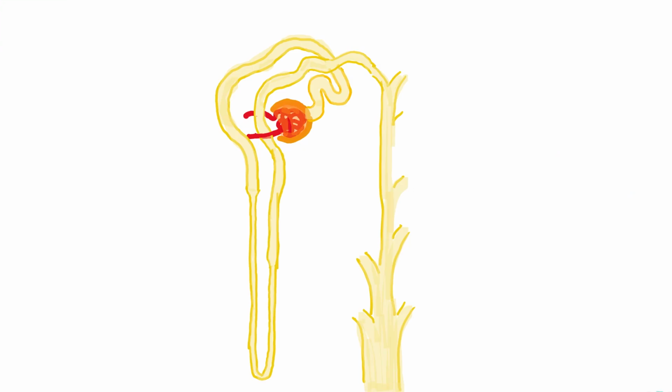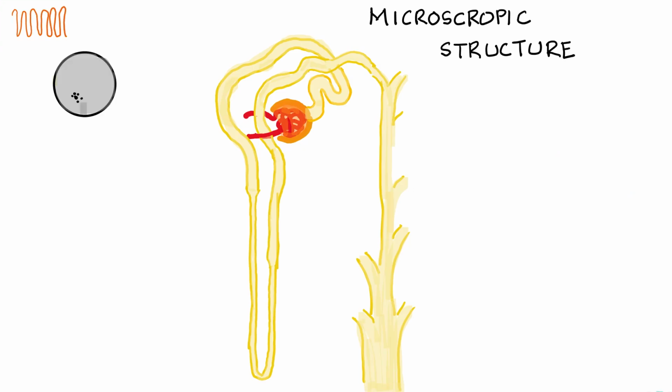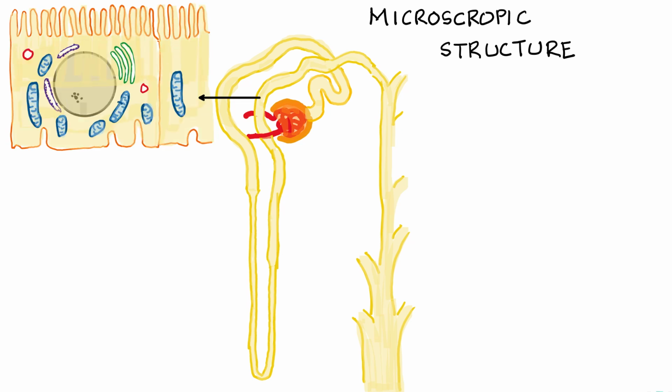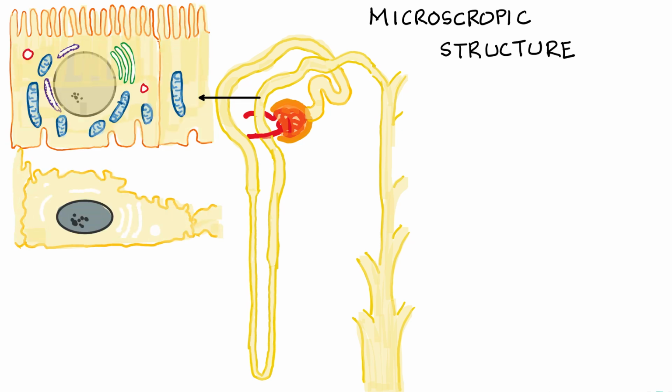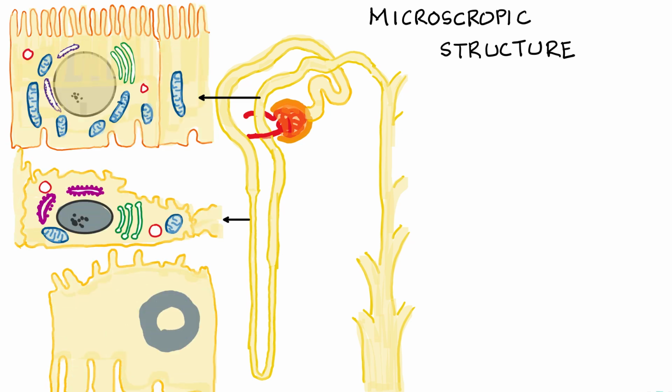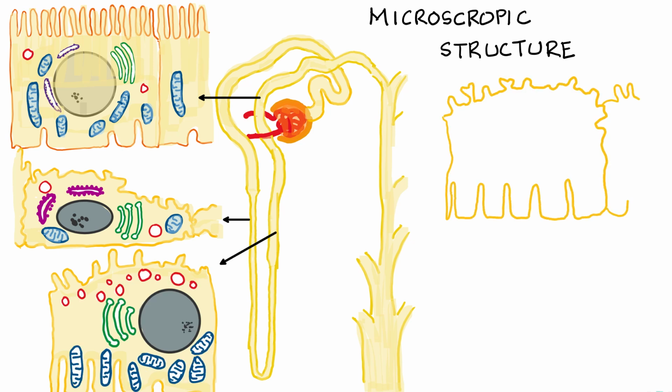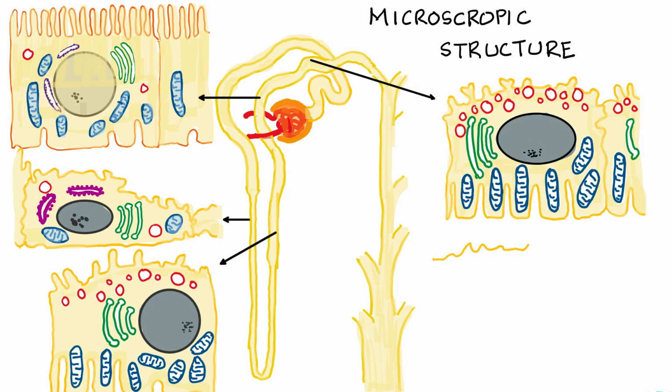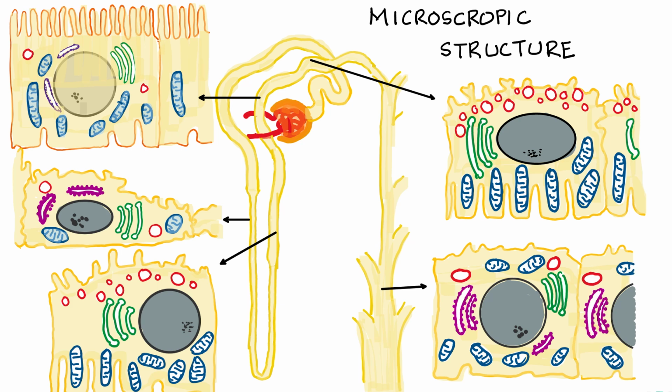Now we'll see the microscopic structure. So the different parts of the nephron has got specific microscopic structure. Don't think that everything is the same. The different parts, based on their structure and function, they've got different characteristics. So we'll quickly see what these characteristics are and what they mean.